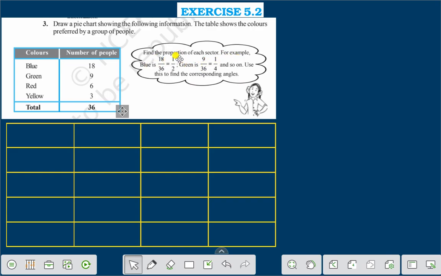For example, blue 18 by 36, that is 1 by 2. Green is 9 by 36, that is 1 by 4, and so on. Use this to find the corresponding angles. Let us make the table first.